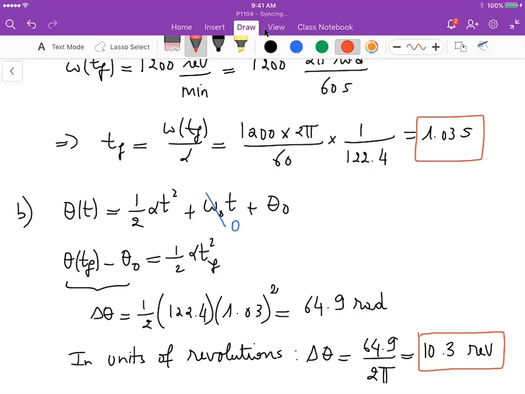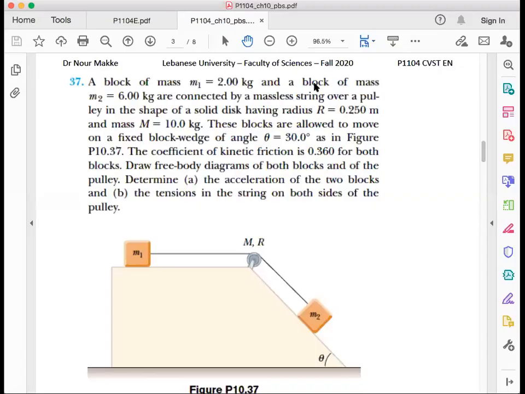So this is it for this problem. Let's move on with another problem. We continue with problem 37. Let me just share my screen again.